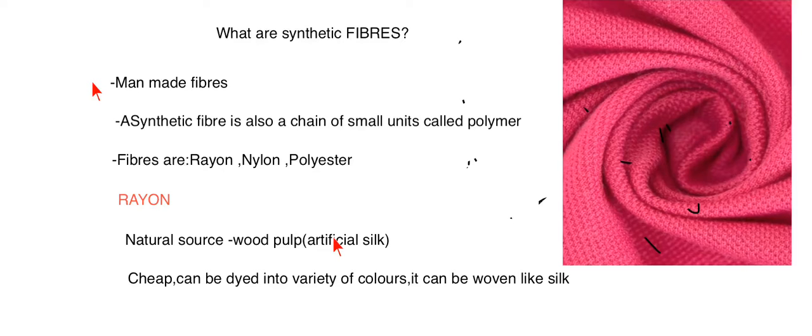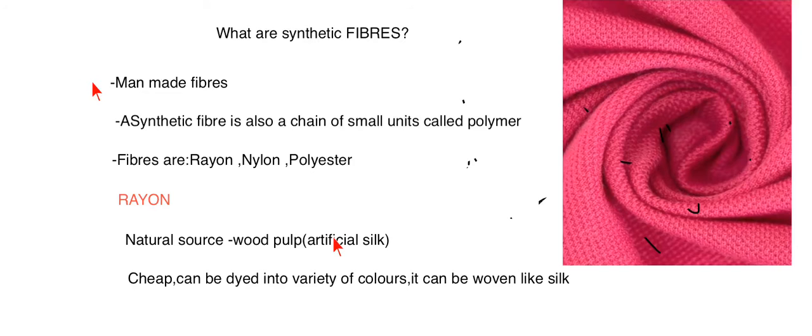It is not silk. It's artificially made, cheaply available, and it can be dyed into many colors and woven like silk fiber is woven. People can carry it like a silk cloth or a silk sari or a silk kurta. Rayon is mixed with cotton to make bed sheets or mixed with wool to make carpets. So, rayon is artificial silk and its natural source is wood pulp.